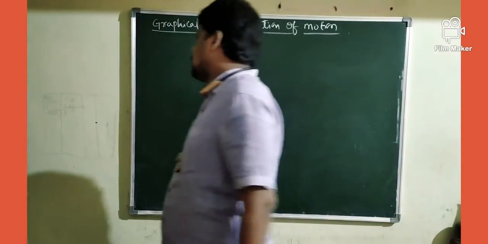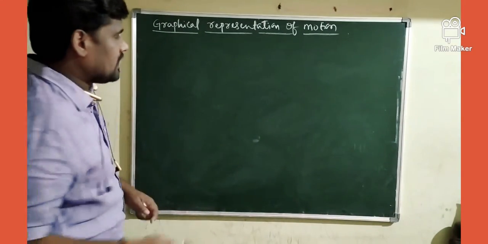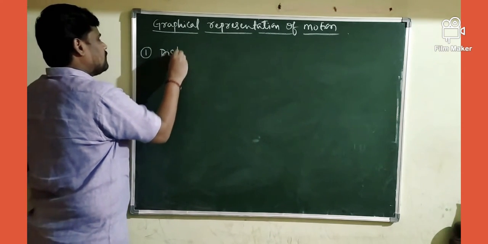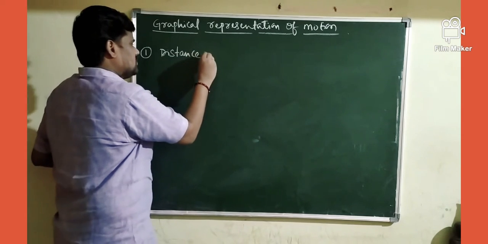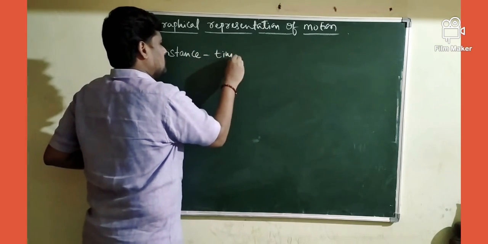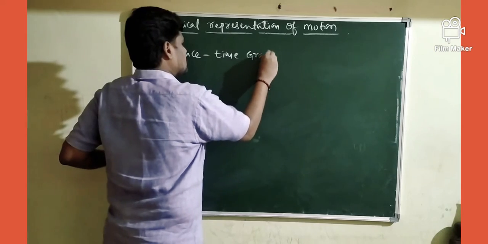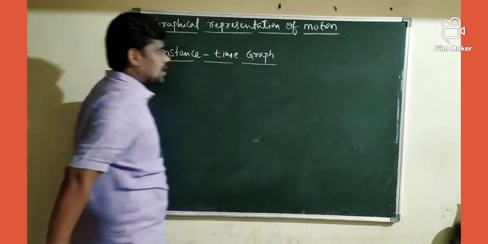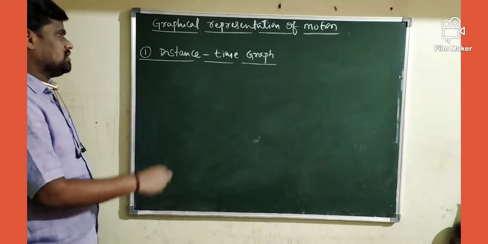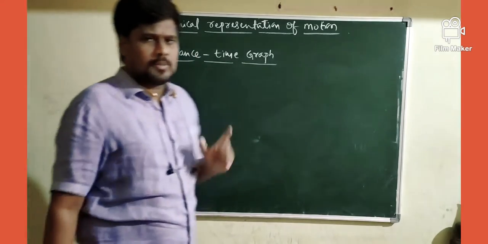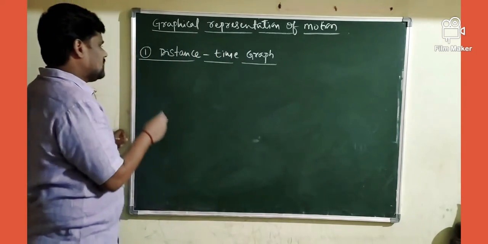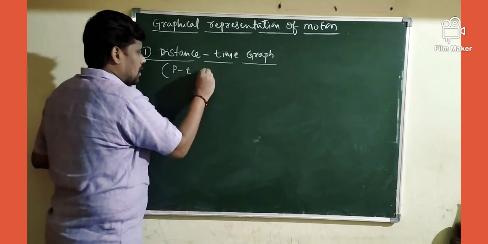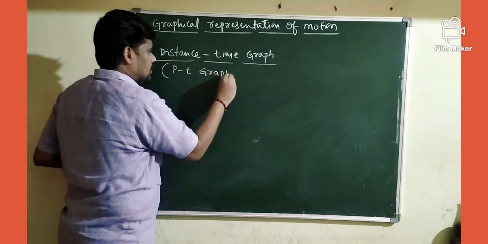The first important type of graph we are considering is called the distance time graph. The first graph is a distance time graph. This distance time graph is also called a position time graph. In general, it is also called the PT graph, that is, the position time graph for a moving body.